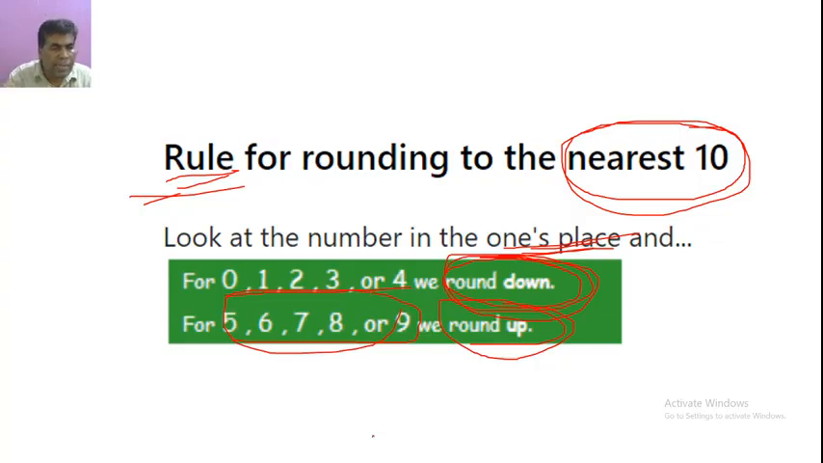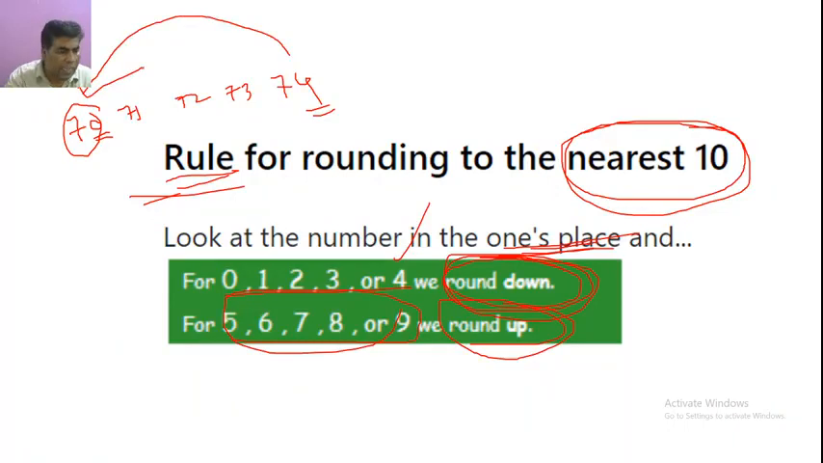This is very important. Suppose I have 74. In the units place, what do I have? I have 4. So what is the nearest 10 for 74? I have to round it down. Means I have to make it go down: 73, 72, 71. What will come? 70 will come. Here in the ones place, I should have 0, because 70 is a multiple of 10. So 74 is rounded off to 70.